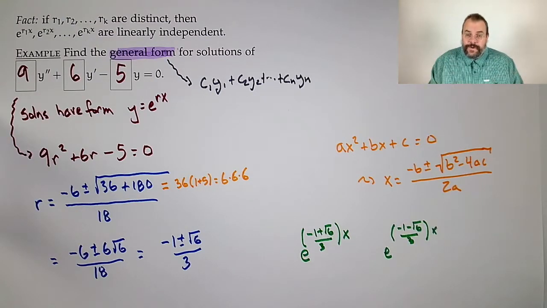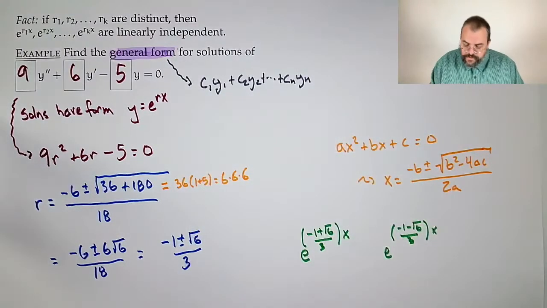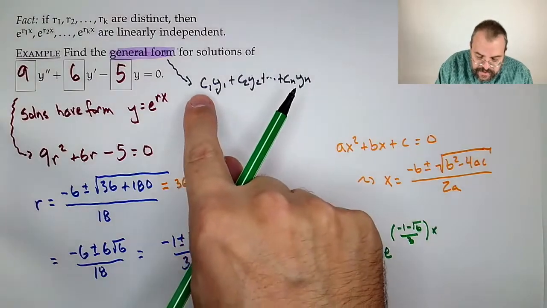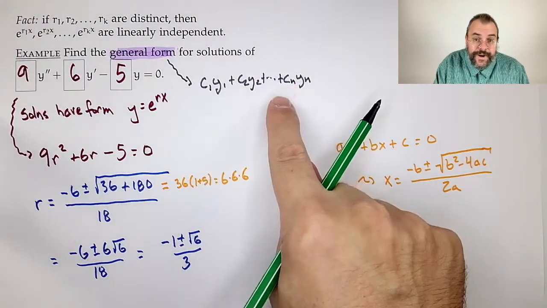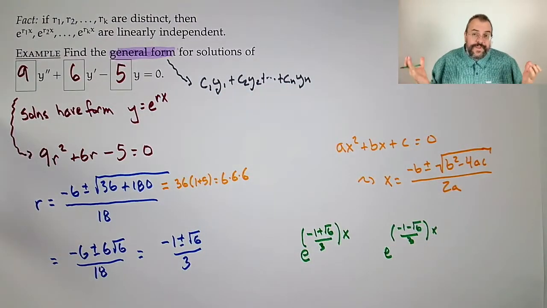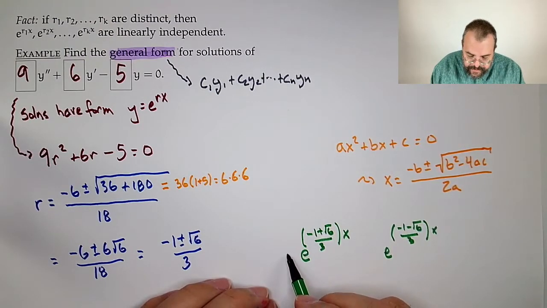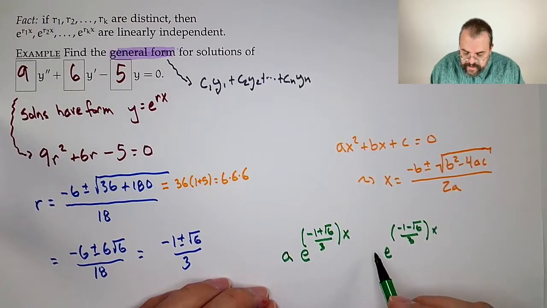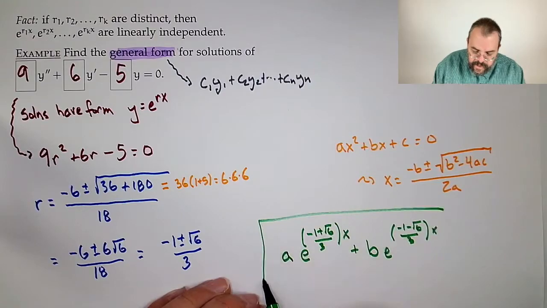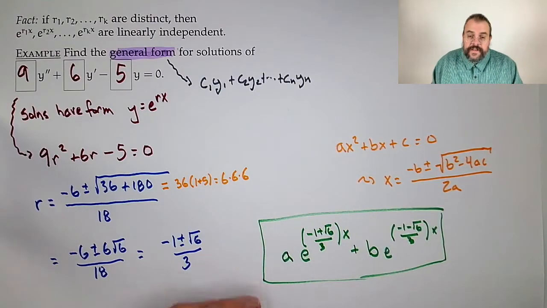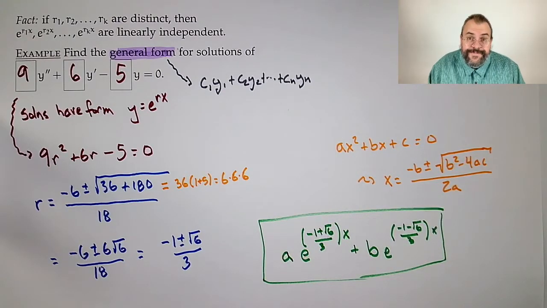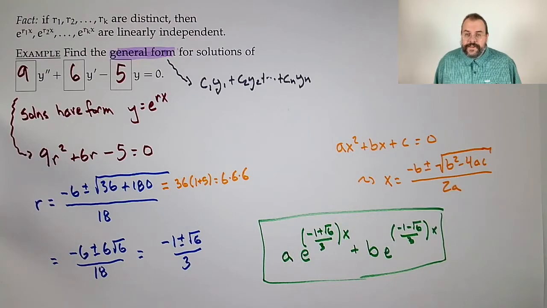So to get the general form, we say, okay, we just need to multiply these by constants. You can use C1, C2. Of course, we use this notation when we don't know how many there are, but oftentimes it's easier when there's only 2 or 3. We'll just use a couple letters of the alphabet. So say A times the first plus B times the second, and there we have our nice general form. And that's it. That's our solution.